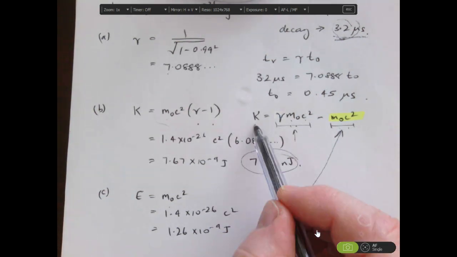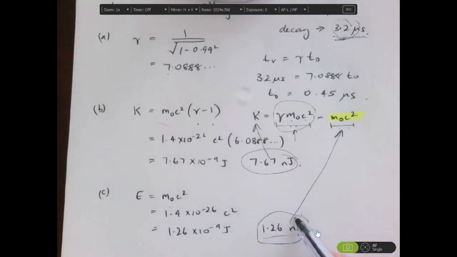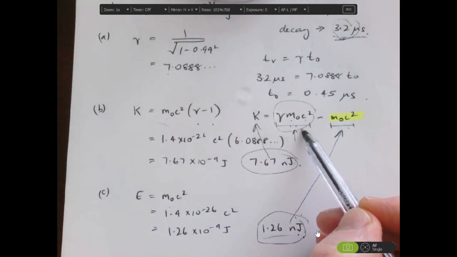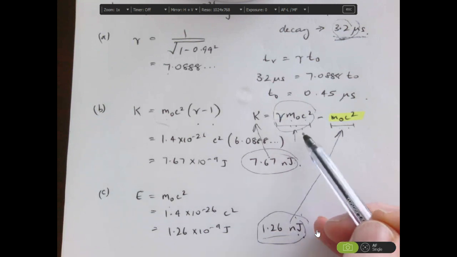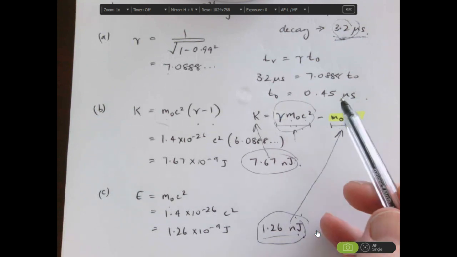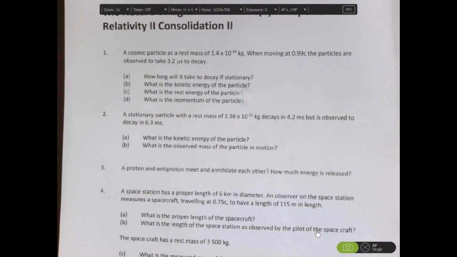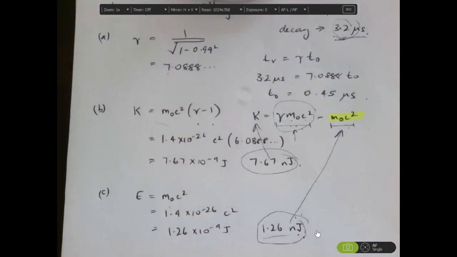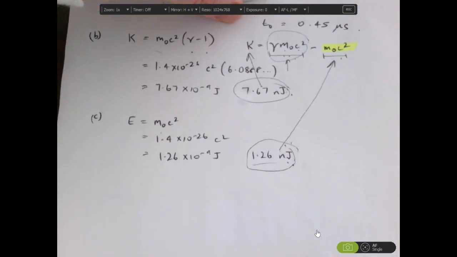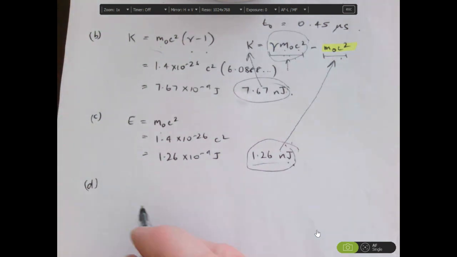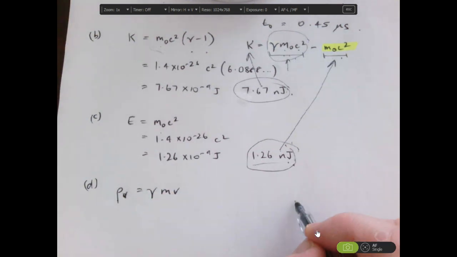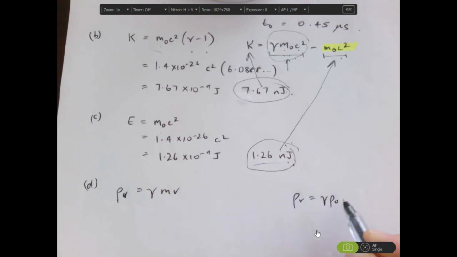This value here was that value. So the difference between it would be this value here, which is the combined energy of the particle traveling at the velocity that is 0.9c. Right, the last thing we're asked to do here is find the momentum of the particle. So the momentum of the particle is given by gamma mv. I like using that formula rather than mv equals gamma rho naught, because that refers to the Newtonian physics.